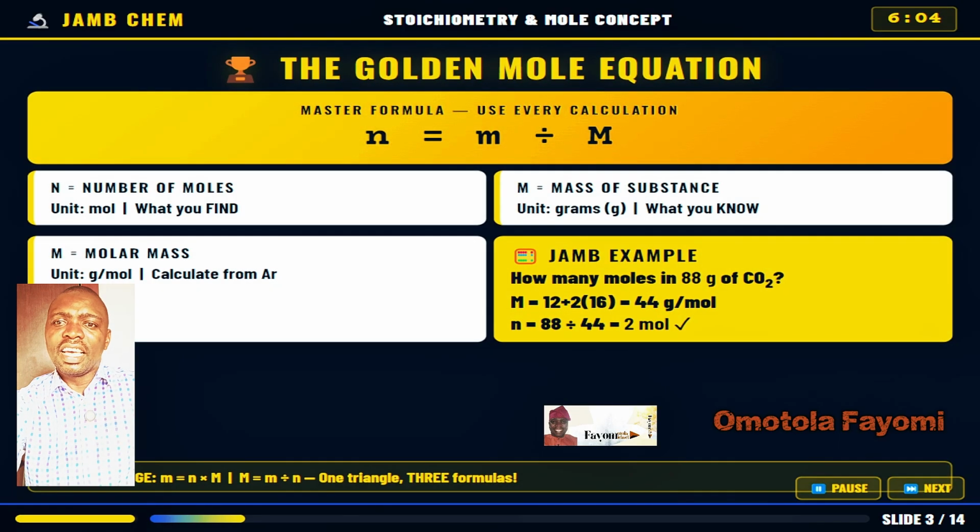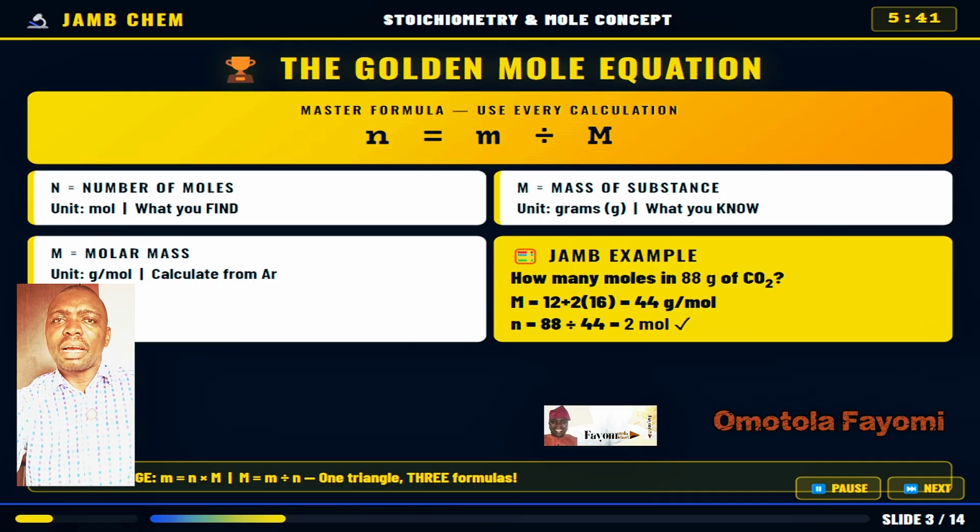Here it is, the most important formula in all stoichiometry. n equals m divided by M. n is the number of moles, m is the mass in grams, capital M is the molar mass in grams per mole. JAMB will throw this at you in so many ways, but it always comes back to this one formula. Let's use it. How many moles are in 88 grams of CO2?